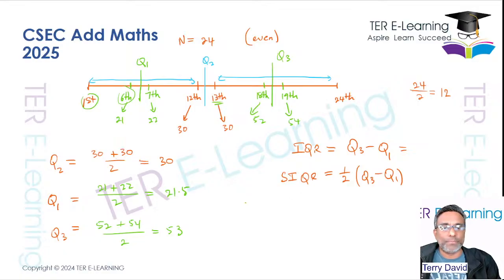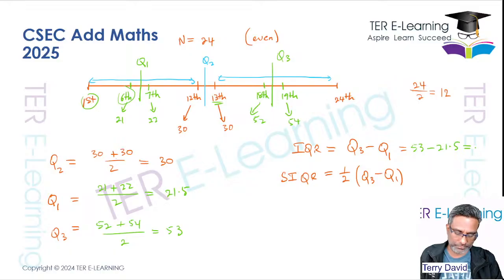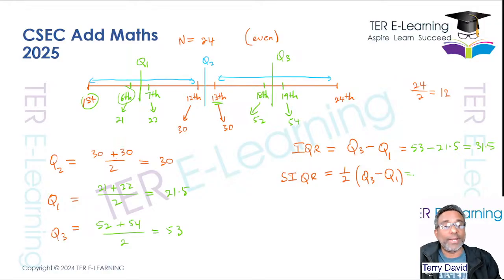Right, so to work out your interquartile range, all we need to do is to take the 53 minus the 21.5. You're going to get 31.5, right? So 31.5 here is your interquartile range, right? If you want to get the semi-interquartile range, just divide that answer by 2 and you're going to get 15.75, right? So those are things that come in the exam, right?